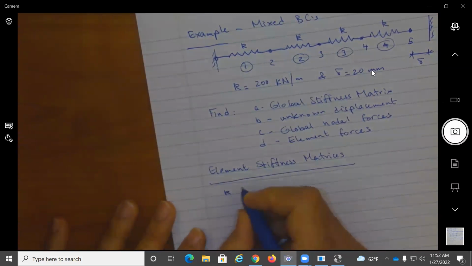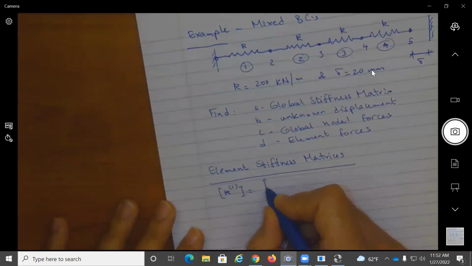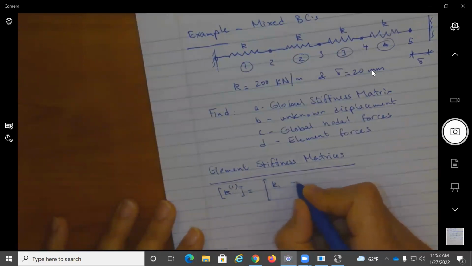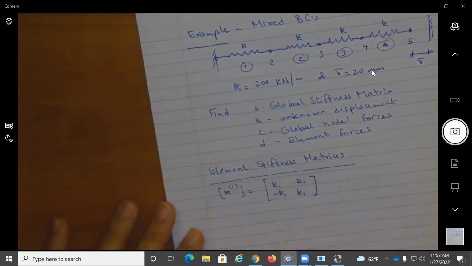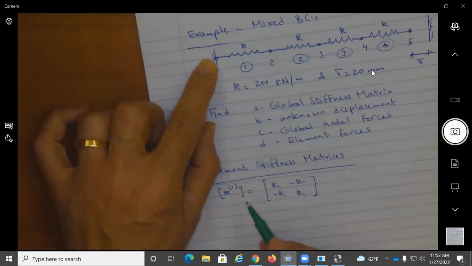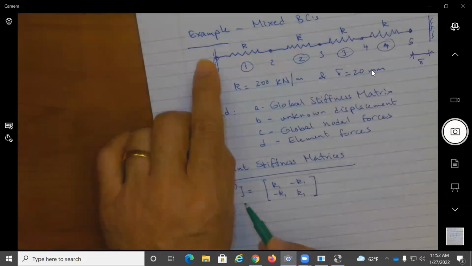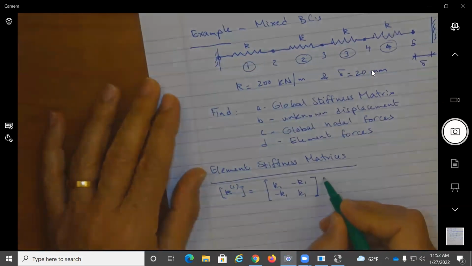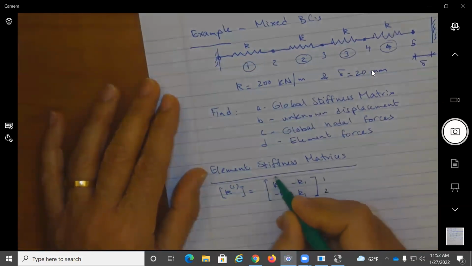So I'm going to have a K1 for element 1 that is going to be equal to K1, minus K1, minus K1 and K1. And if we're going to use the direct method, we want to label the rows and columns with their corresponding degrees of freedom. Okay, and I'm going to use green for that. So for element 1, it extends between node 1 and node 2, or degree of freedom 1 and degree of freedom 2. So I can come here and say, well, the first row would correspond to 1, second to 2, and same here.